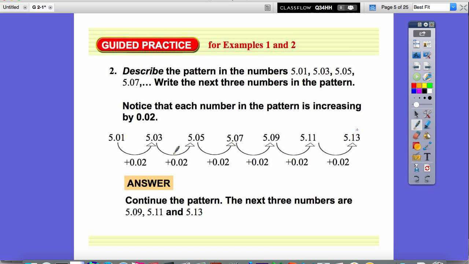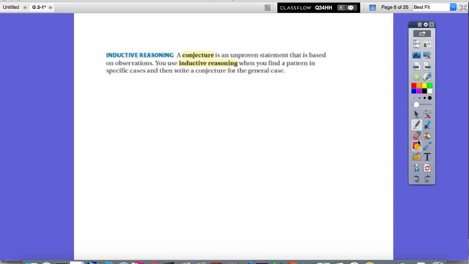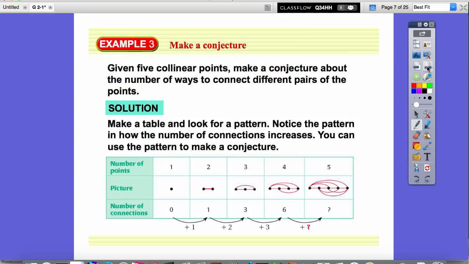Giving you a guided practice here. You can start to see that here you're adding 2 hundredths, or 0.02, each time. That's an arithmetic sequence, but you can describe the pattern. In logic, a conjecture is an unproven statement that is based on observations. So you use inductive reasoning when you find a pattern in specific cases, and then you can write a conjecture. It's like the statement for what you think is going to be the case.